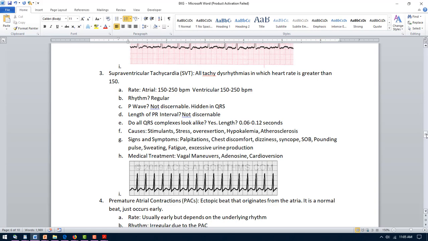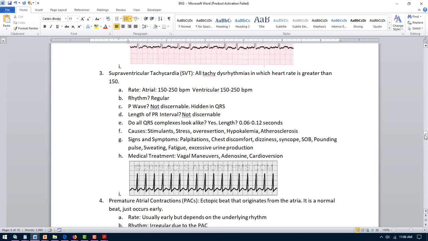No way to measure the PR interval. All the QRSs look good. They're in that 0.06 to 0.12. It just means that the SA node is firing a lot faster than we want it to. We're going to see this with stimulants like cocaine, stress, overexertion are the big ones.